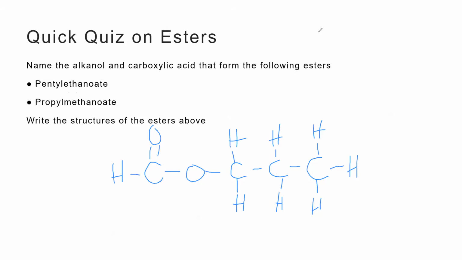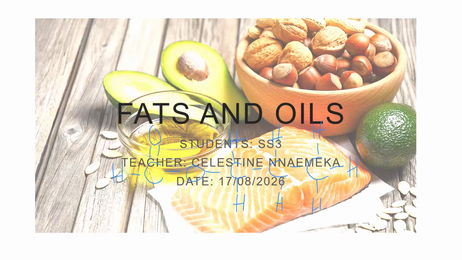If yours is not correct, please take correction now. Methanoate is one carbon, and that is it there. So let us proceed. Let me clear this.